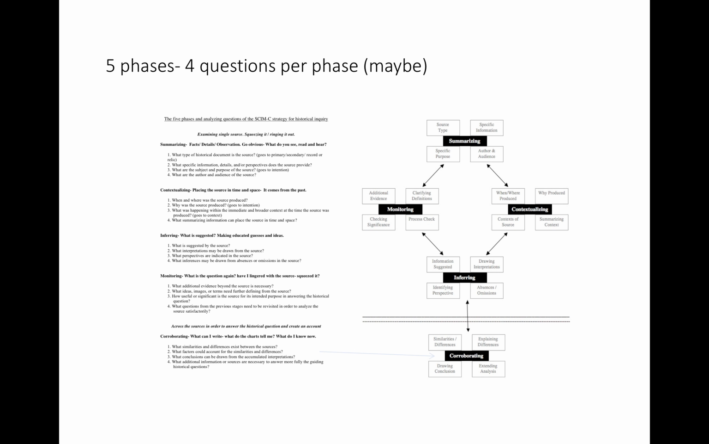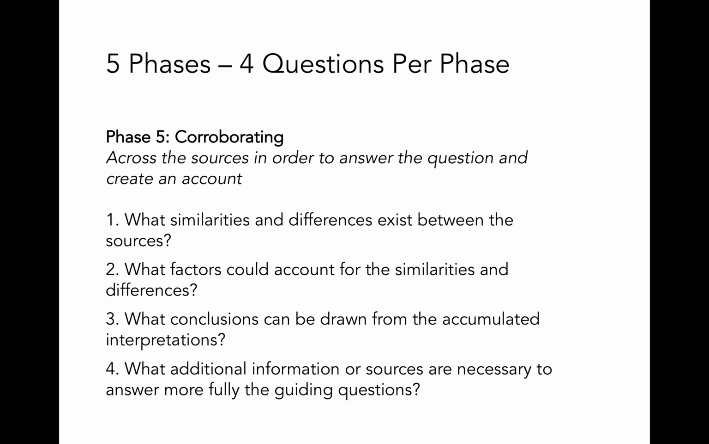And then the final phase is cooperating. Cooperating happens when you have multiple sources across the sources. You cooperate to try and answer a question. And so cooperation is really driven by a question, whether it's a supporting question or a compelling question, and the encounter with multiple sources. So you begin to look at the similarities and differences that exist.